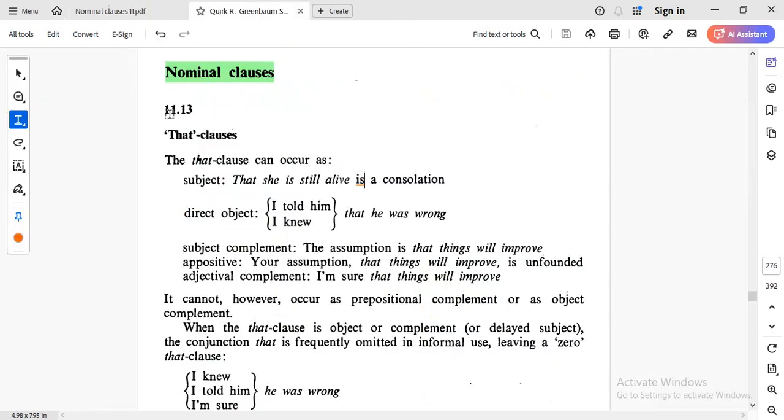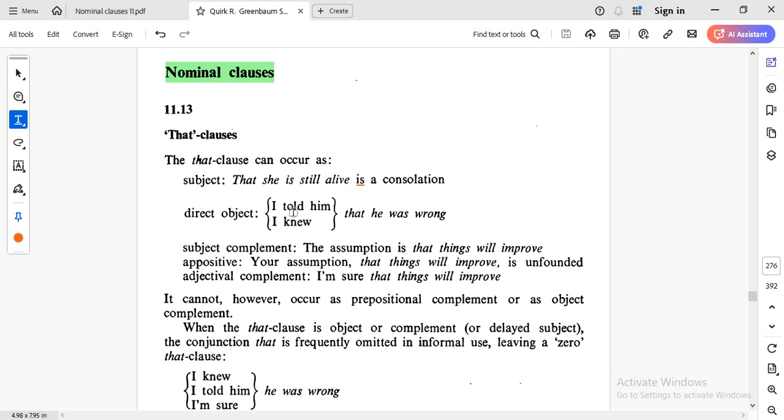The nominal clauses in 11.13, the first type, that clauses. For example, we have: That she is still alive is a consolation. So is here is the main verb, and the that clause, from that till alive, is a clause which functions as the subject of this sentence. So as we mentioned, it is a noun that functions differently according to its position in the sentence.